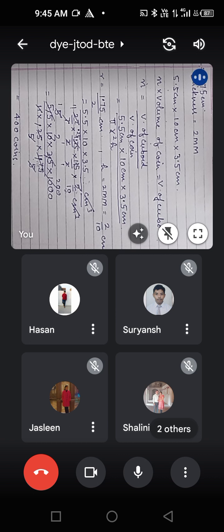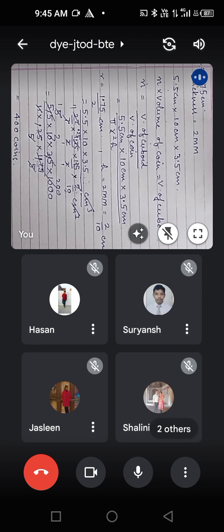Okay, then those who have joined late, please listen to the question and see the solution. How many silver coins 1.75 centimeter in diameter and of thickness 2 millimeters must be melted to form a cuboid of dimension 5.5 centimeter into 10 centimeter into 3.5 centimeter?